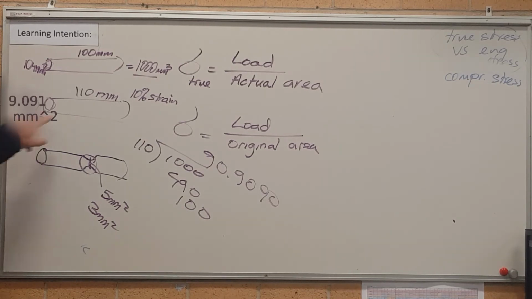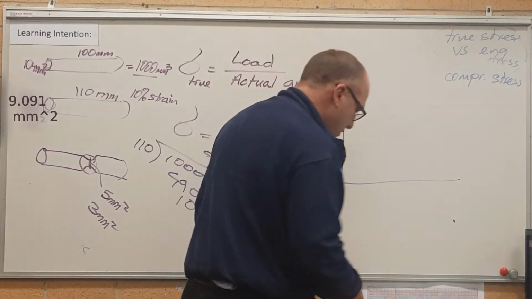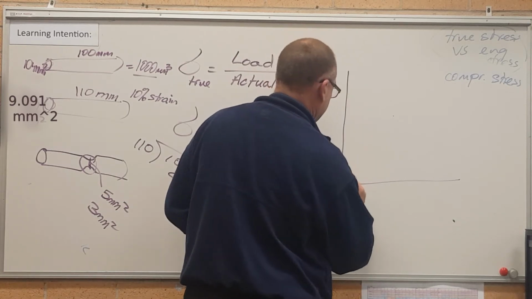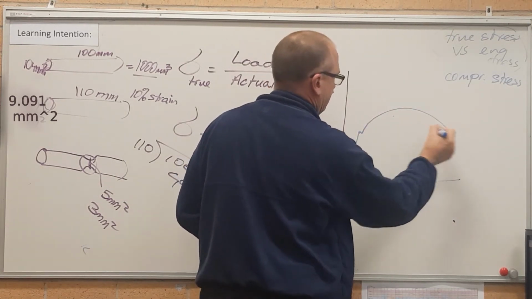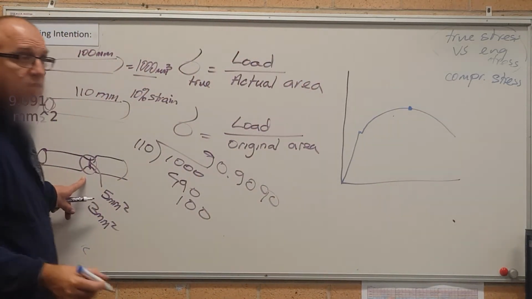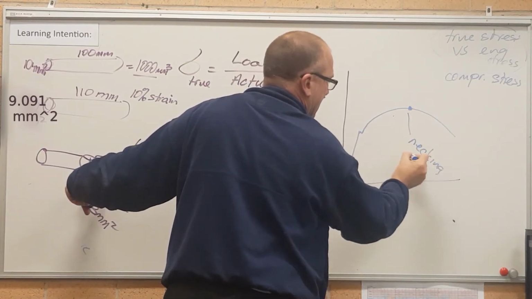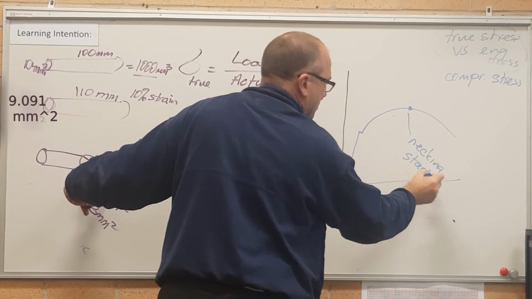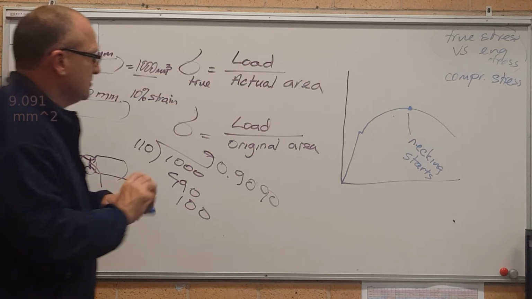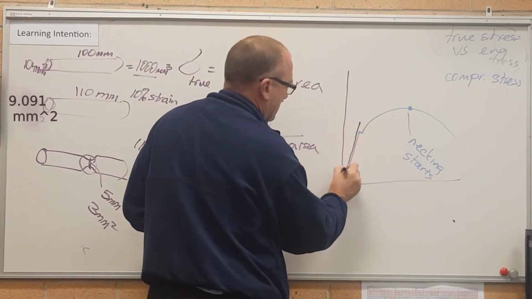What actually happens now? True stress in the syllabus. Engineering stress might look like this. It's a steel. There's the ultimate tensile stress when necking occurs at this point. Necking starts. So the ultimate tensile stress is when necking begins. The real stress is obviously a little bit higher.